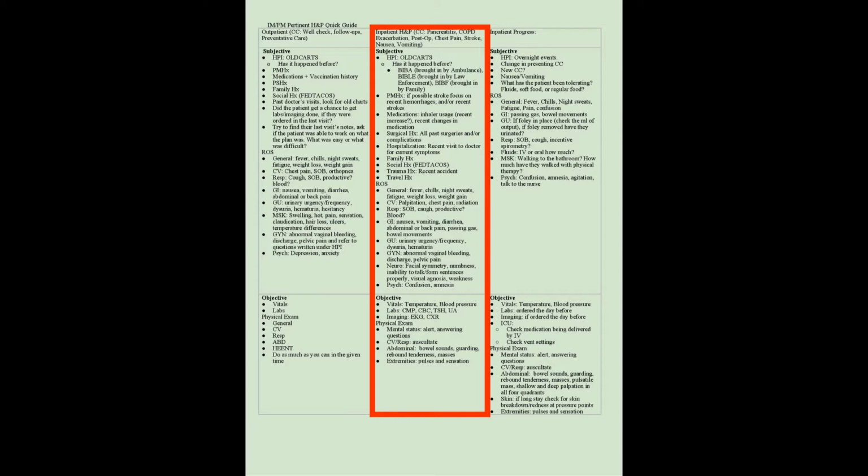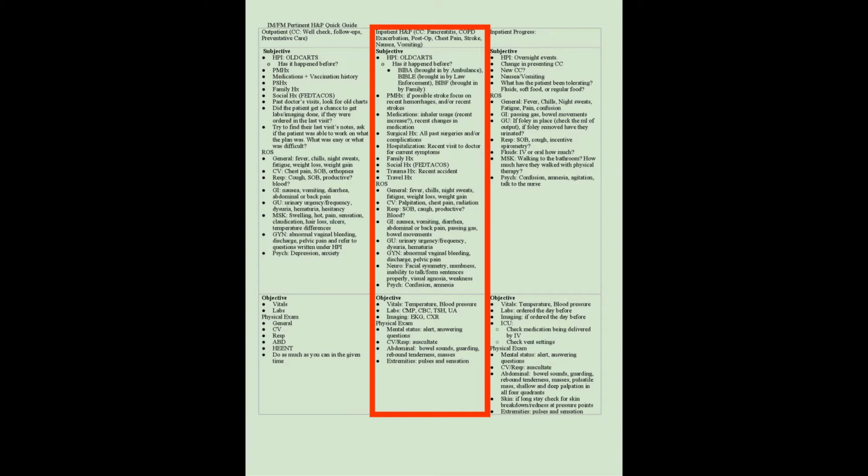So this is where you do a much more focused HPI, old cards, when did it start? Has it happened before? Another thing you want to take note of is how they got to the hospital. Were they brought in by ambulance, by the law, or by family? Getting through that will kind of give you an idea of how critical the patient is.